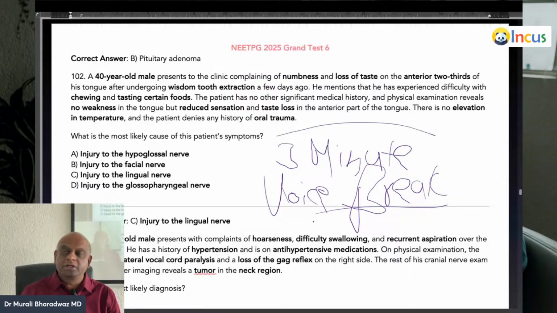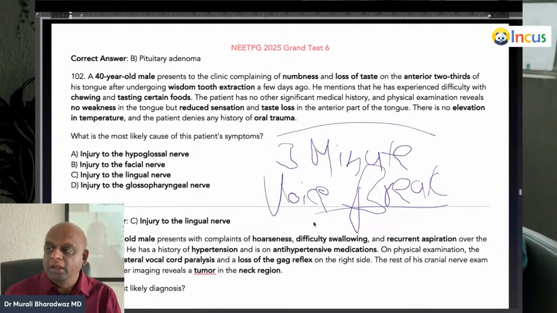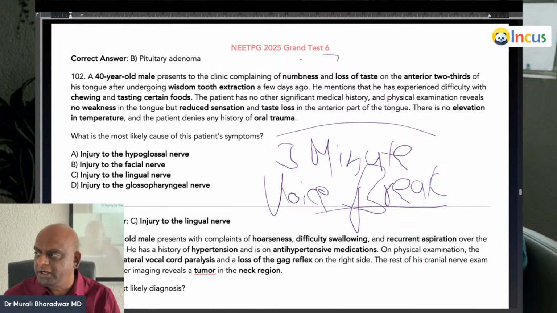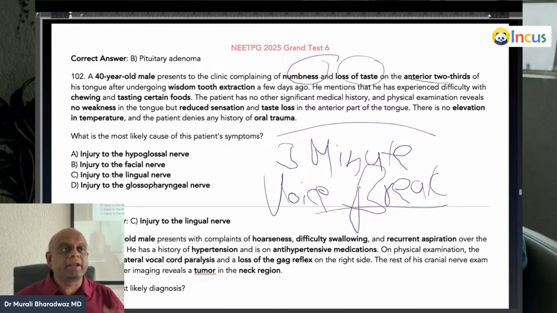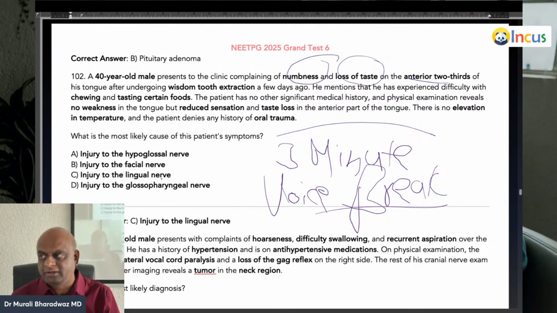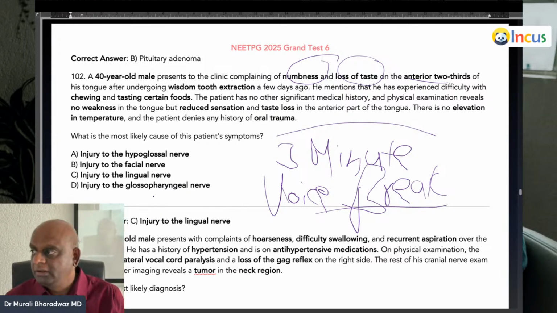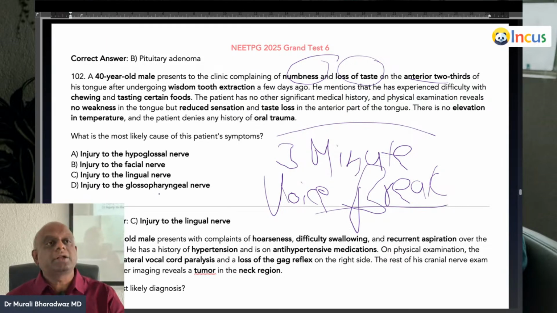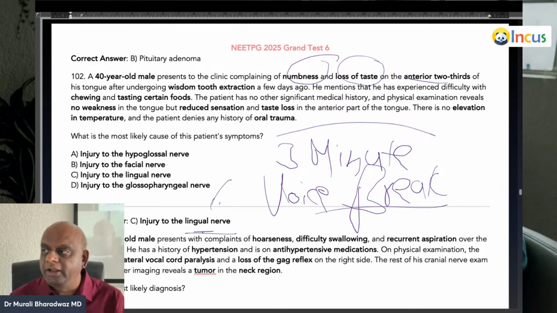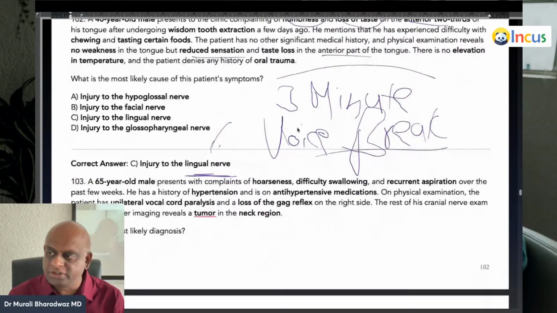So, welcome back to the session, doctor. A 40-year-old comes to the clinic with numbness and loss of taste in the anterior 2/3 of his tongue. So that is the typical distribution of the lingual nerve. There is a reduced sensation in the anterior part of the tongue, which is lingual nerve.